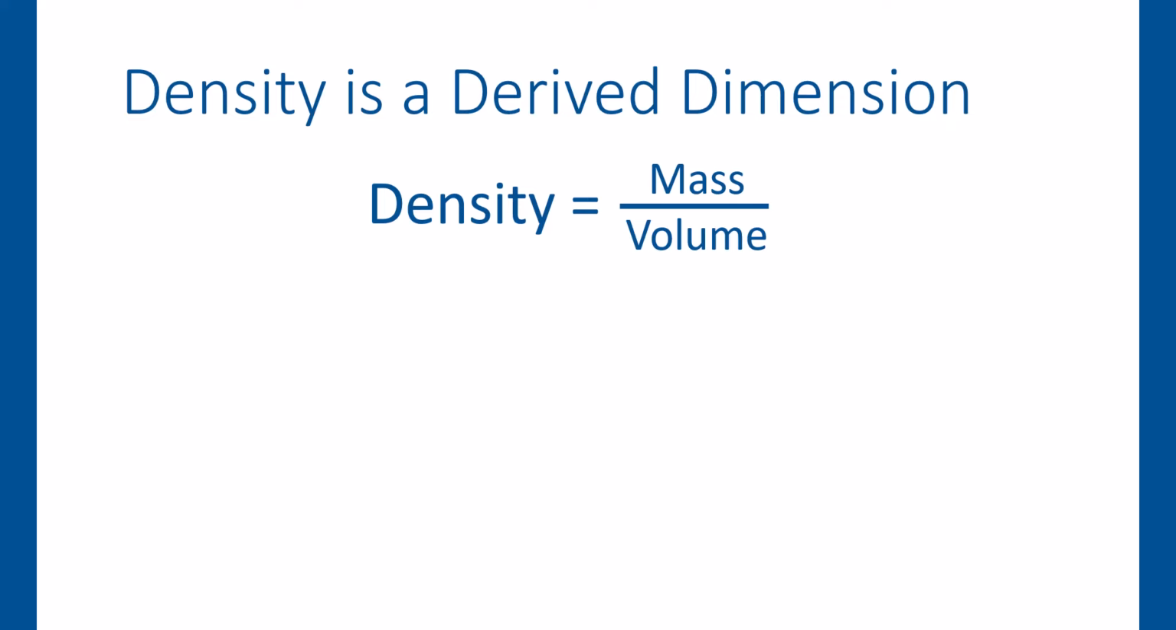Density is a derived dimension. Density is often represented by the Greek letter rho. It looks like a P, but it makes the sound of an R. Density is mass over volume.